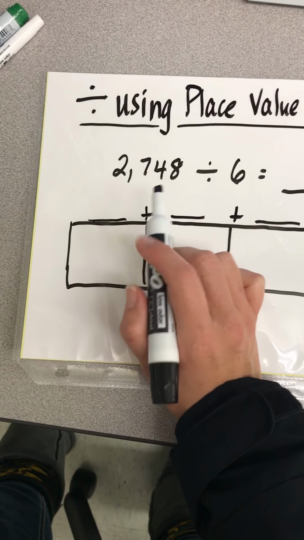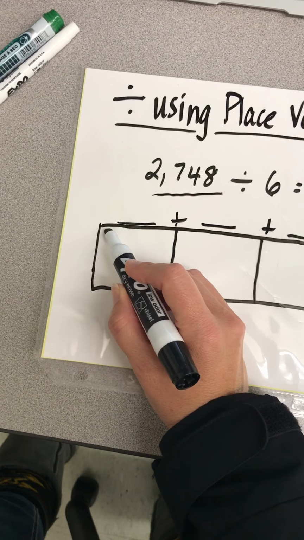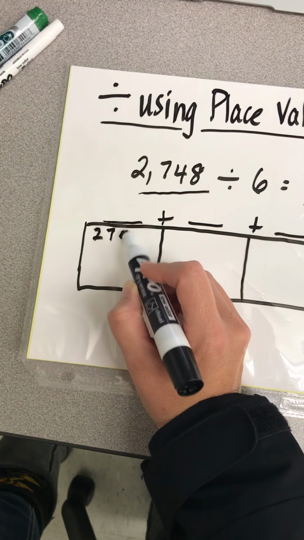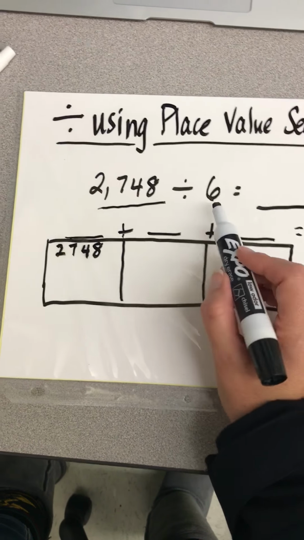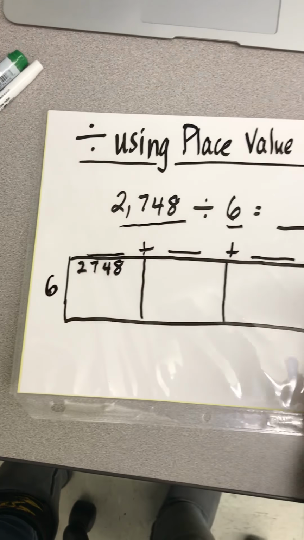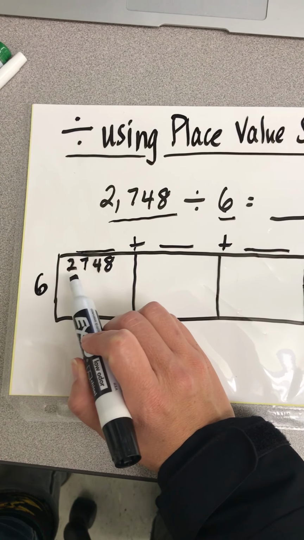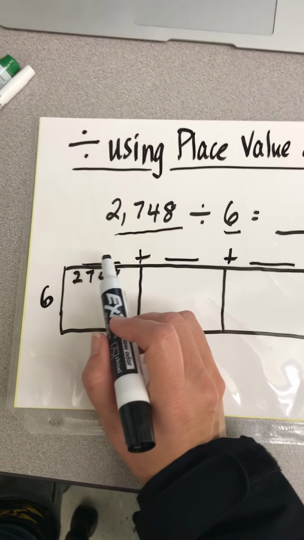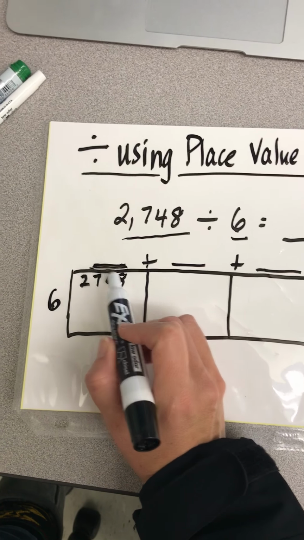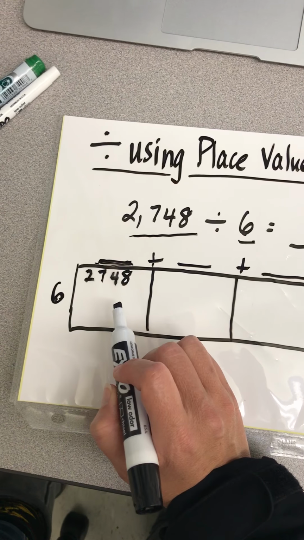So let's go ahead and start by taking the dividend, the larger number in the division problem, and putting it at the top of the first box. And then we're going to take the divisor and put it on the outside. So now we're basically asking ourselves how many 6s fit into 2,748. So we're thinking of how many hundreds. How many 100 6s can fit into 2,748.